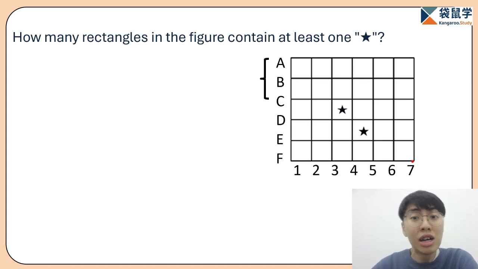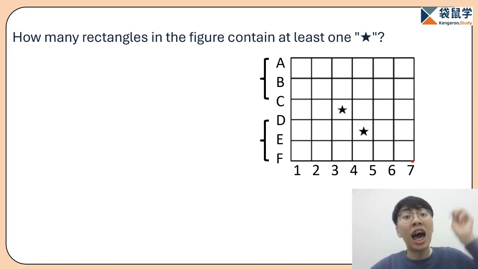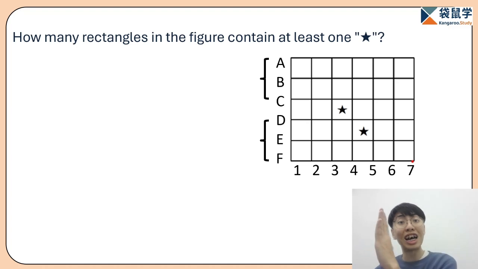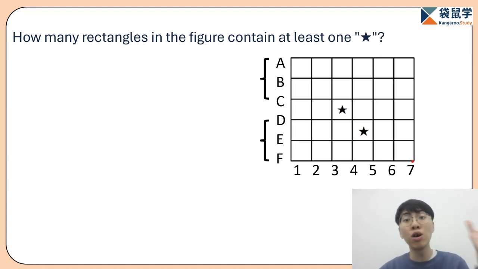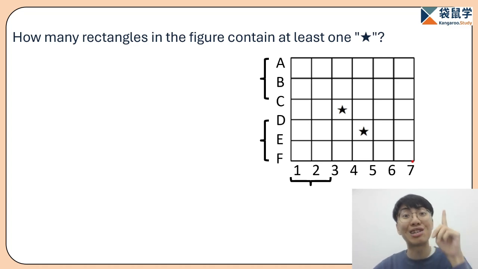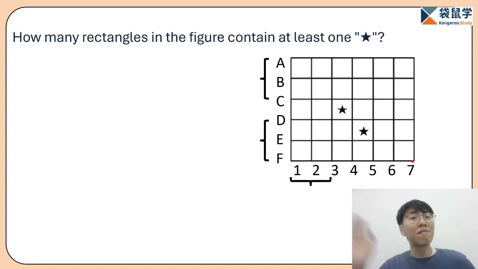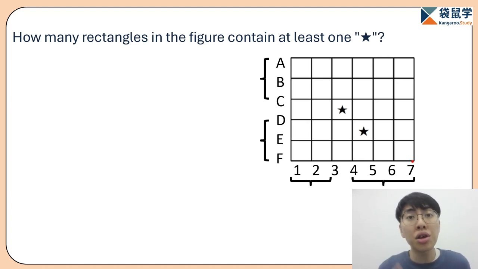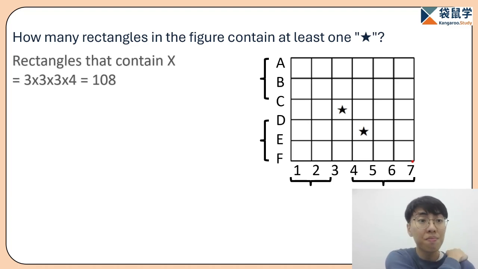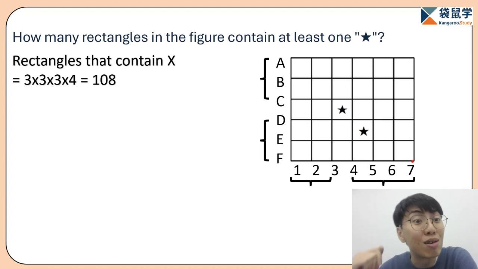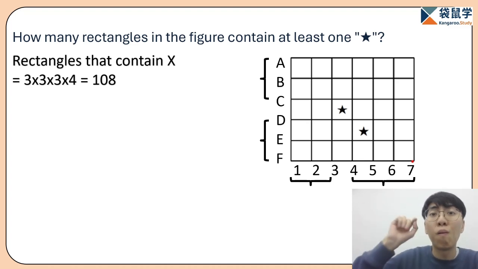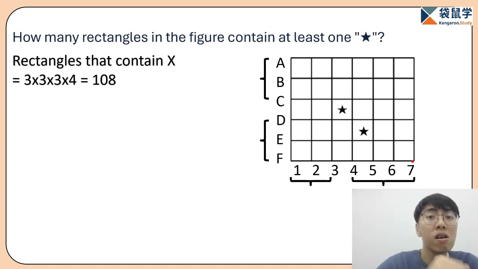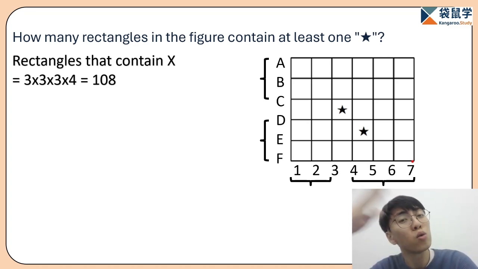Well, we can choose from those lines on top, A, B, and C. And then, those lines below, how many of them are there? D, E, and F, 3 of them. What about those lines on the left of it? Well, it will also be 3 of them, lines 1, 2, and 3. And to the right, lines 4, 5, 6, and 7. So all together, we have a total of 3 times 3 times 3 times 4, for an answer of 108 rectangles. Then, what's next?